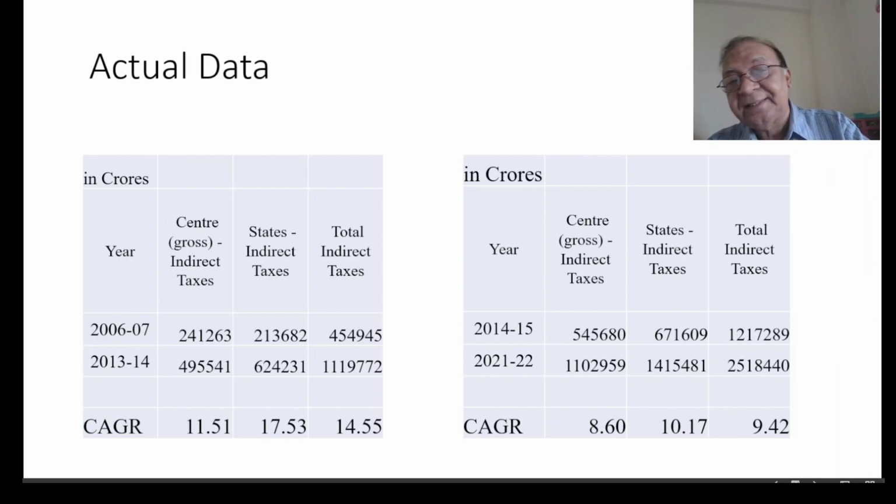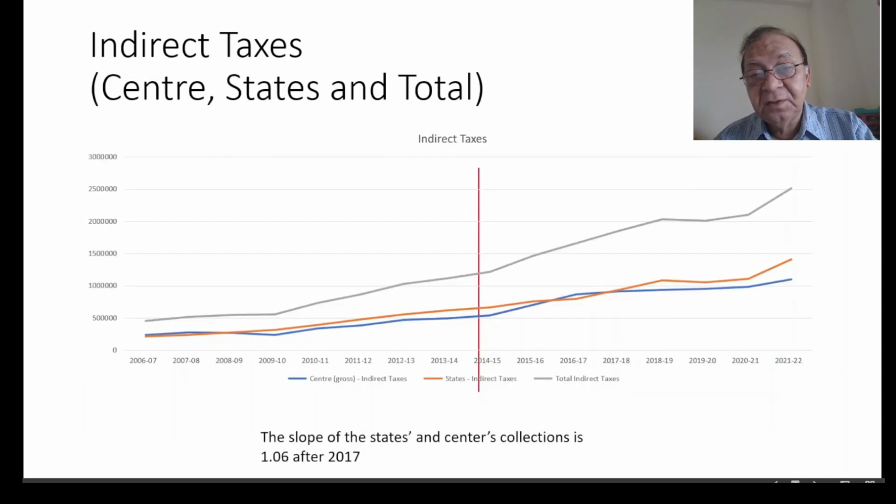But states' indirect taxes are more than the center's indirect taxes, and states have gained more after 2017. And this gap is increasing at a higher rate. Why? Because the states charge taxes on liquor as well as on petrol. That's the major earning for the states.